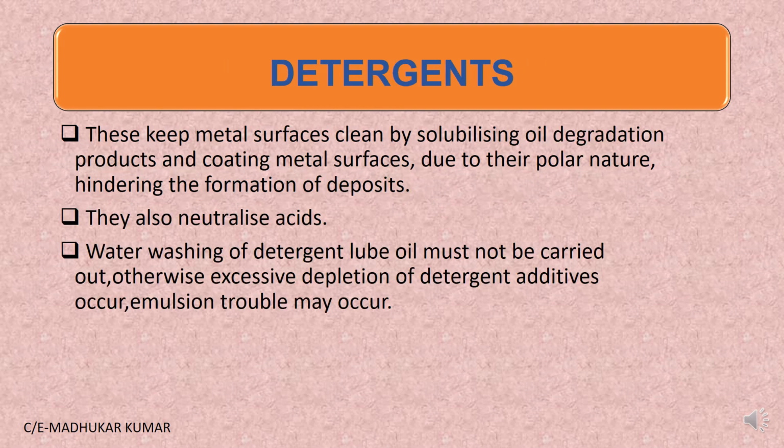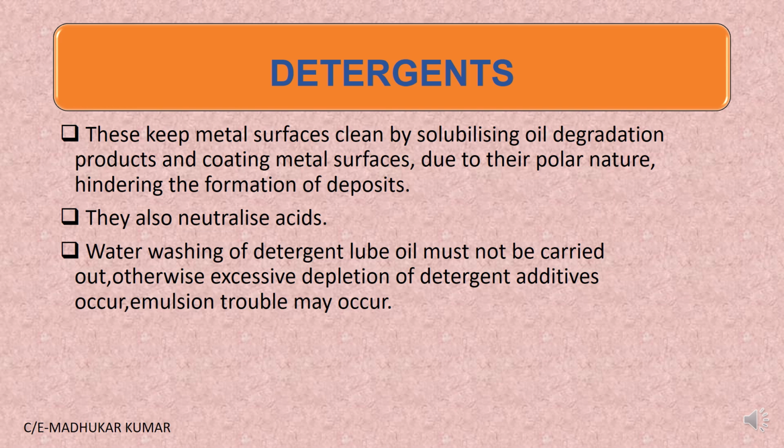Detergents. These keep metal surfaces clean, as the name detergent itself says. They solubilize the oil degradation products. So when oil is used for a longer time, degradation is bound to happen, and the detergent protects the lube oil from these products, coating the metal surfaces due to their polar nature and hindering the formation of deposits. They also neutralize acids. So if acid formation is there, they are going to neutralize it.